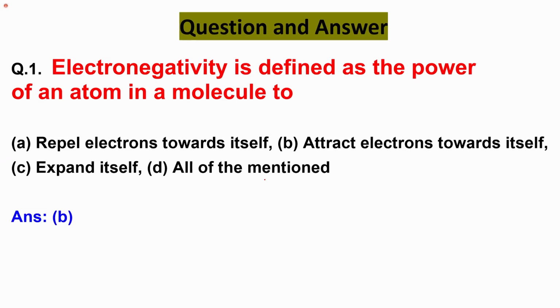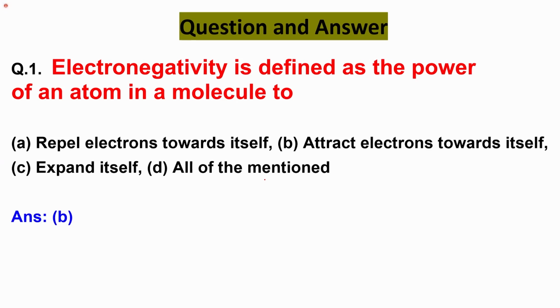Electronegativity. We know that electronegativity is what? Which atom is more electronegative, so that atom will take the electron from the electropositive atom. So electronegativity is defined as the power of an atom in a molecule to repel electrons towards itself, or attract electrons towards itself, expand itself, or all of the above.